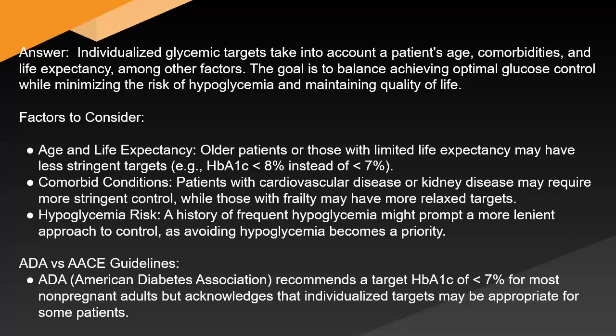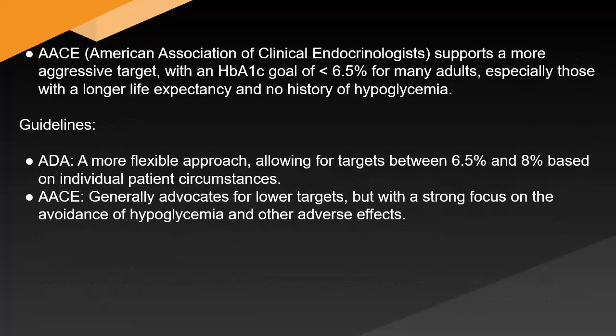ADA versus AACE guidelines. The ADA, American Diabetes Association, recommends a target HbA1c of 7% for most non-pregnant adults, but acknowledges that individualized targets may be appropriate for some patients. AACE, American Association of Clinical Endocrinologists, supports a more aggressive target with an HbA1c goal of 6.5% for many adults, especially those with a longer life expectancy and no history of hypoglycemia. ADA guidelines take a more flexible approach, allowing for targets between 6.5% and 8% based on individual patient circumstances. AACE generally advocates for lower targets, but with a strong focus on the avoidance of hypoglycemia and other adverse effects.